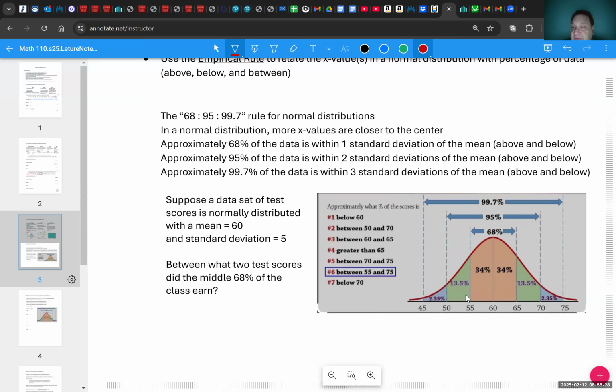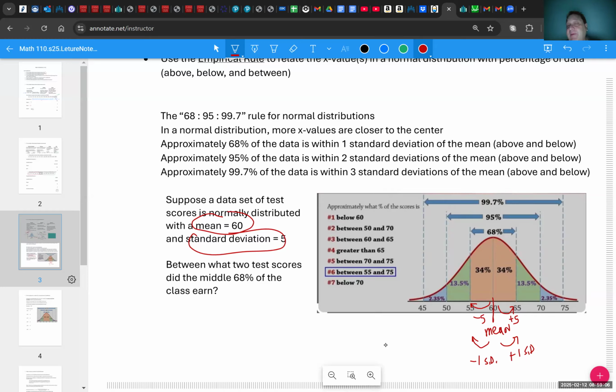So here's our normal distribution. In this particular situation, we have a mean of 60. The mean is the value in the middle right here, the measure of center, and it has a standard deviation of 5. Standard deviation is a measure of how spread out the data is. If we go 5 this way, plus 5, or 5 this way, minus 5, we get 1 standard deviation. So this would be plus 1 standard deviation, and this would be minus 1 standard deviation.